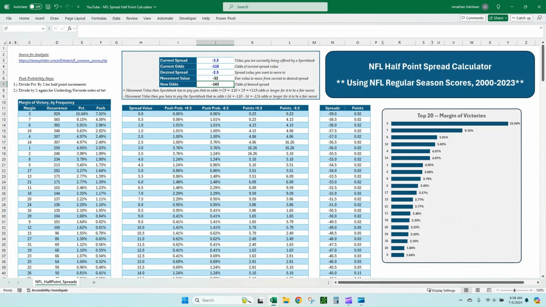So if we go down to the table, hopefully this will tie it all together. So we've got our current spread, which is this 3.5, and we want to move to this 2.5. And if we go over, we are on the favorite side of that bet, so the minus 0.5 here. And so we're at 3.5, and we want to move up two spots to 2.5. So that's the 16.26 and the 16.26. So if you add those two together, you get the 33 movement value.